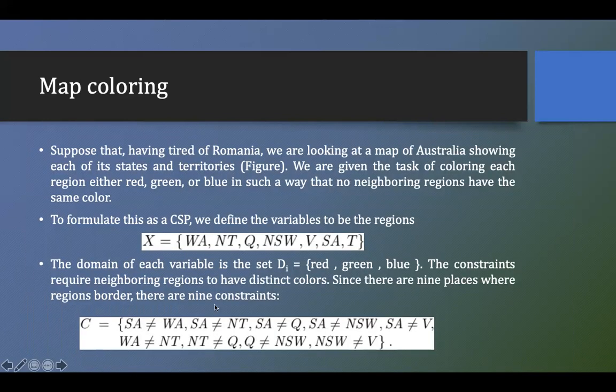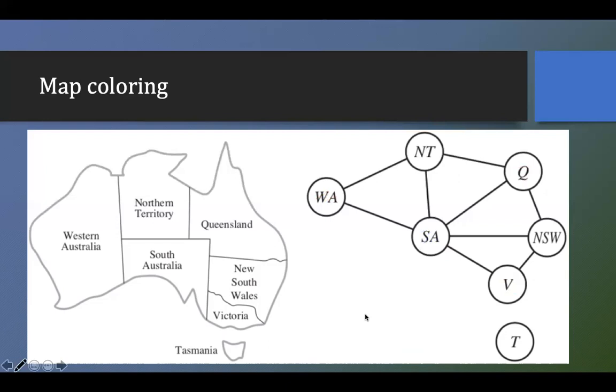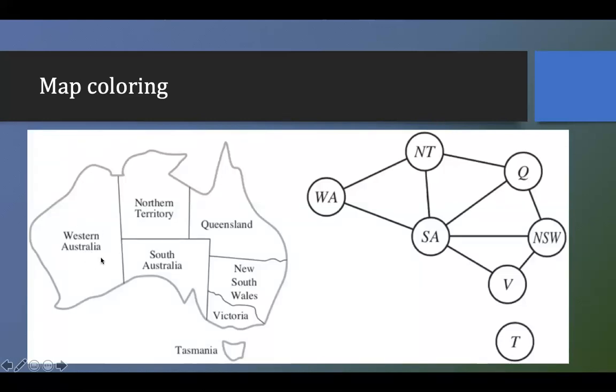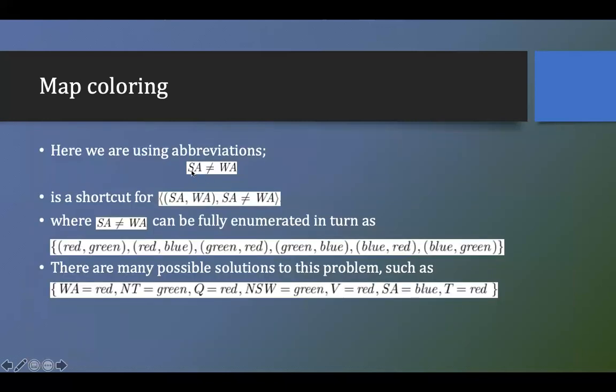So this is the constraint, this is the variable, and this is the domain in the particular problem. Now let's try to understand how it works. What we are saying is that South Australia and Western Australia will not have the same color. So it will be denoted as SA not equal to WA. We can write it down in this way: this is a constraint, SA comma WA, SA not equal to WA.